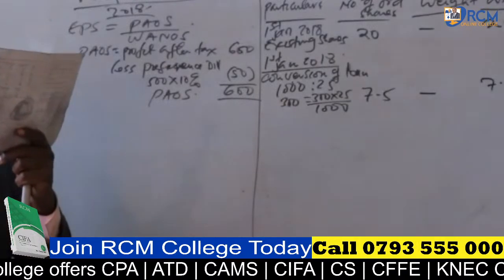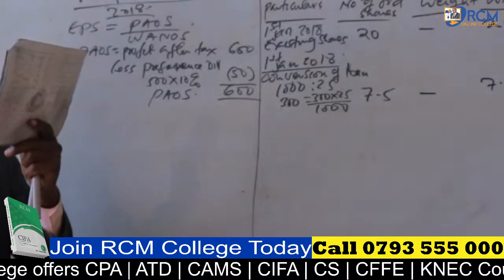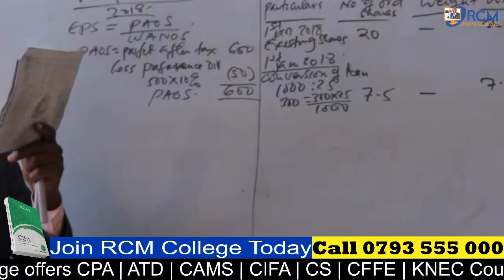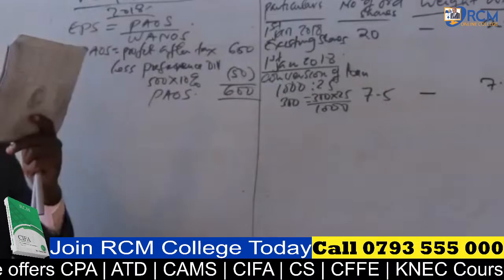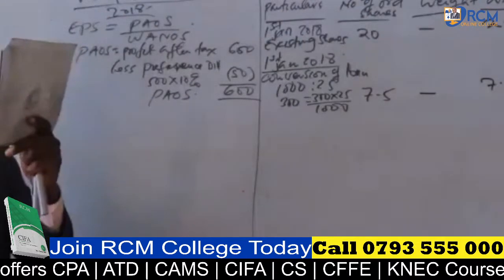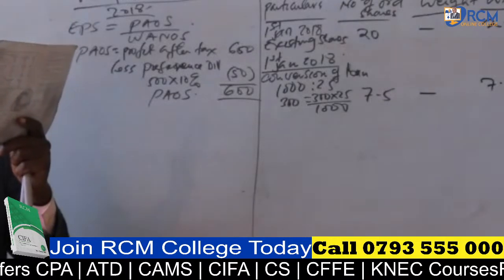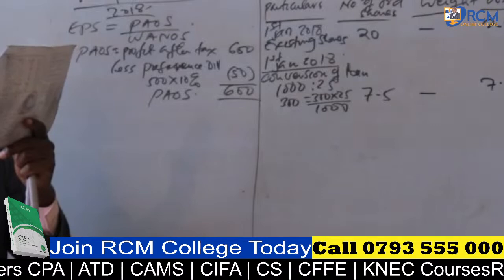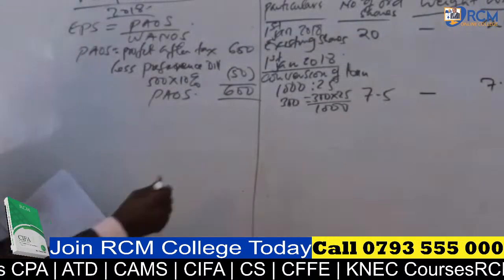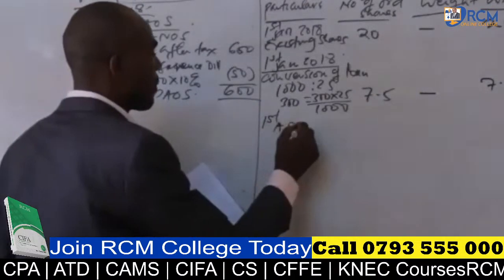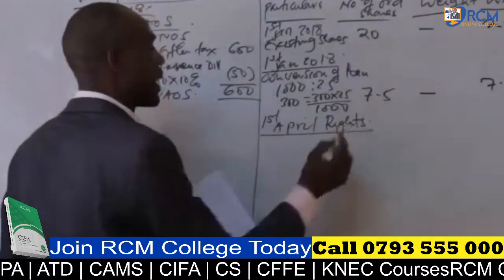They say, part of the increase in the share capital ordinary was due to the rights issue that was made on 1st April 2018. A shareholder was granted the right to buy 1 new ordinary share for every 5 ordinary shares held at a price of shillings 120 per share. The market price of the ordinary share before the rights issue was 125 per share. Therefore, on 1st April, we are going to do the rights issue.